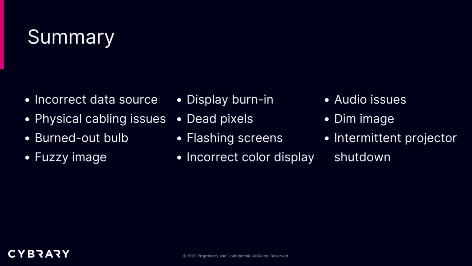Okay, these are the areas that we covered in this lesson. We talked about different ways to troubleshoot your monitors and your displays and your projectors. We talked about incorrect data sources, physical cabling issues, burned out bulbs, fuzzy images, display burn-in, dead pixels, flashing screens, incorrect color display, audio issues, dim image, and intermittent projector shutdowns. A lot of good troubleshooting methods that we covered in this video will help you along whenever you have an LCD image, monitor, or projectors that's giving you either audio or image issues and how to troubleshoot those.